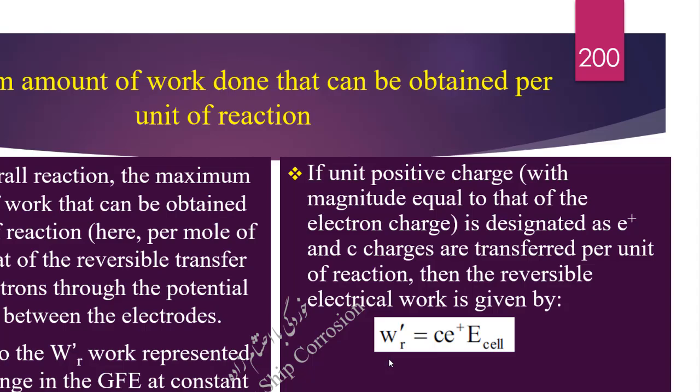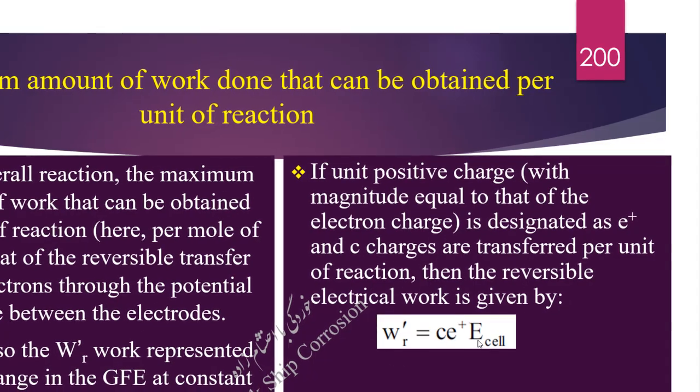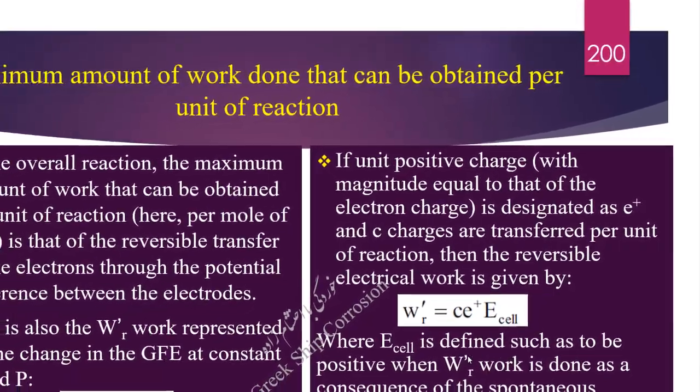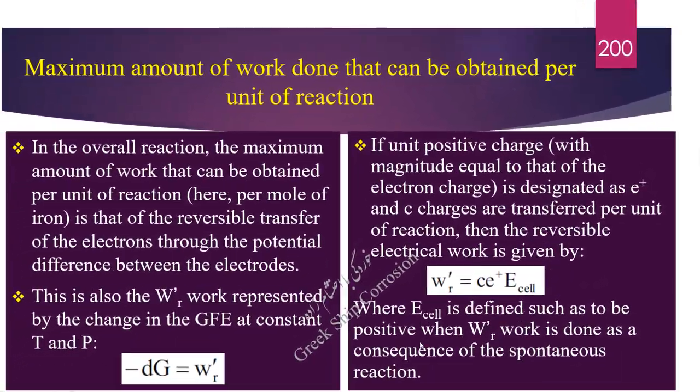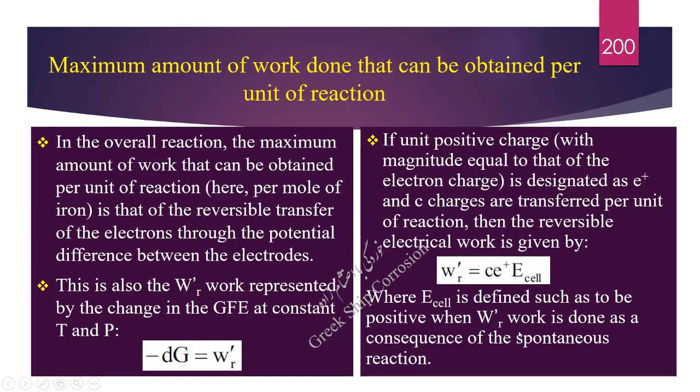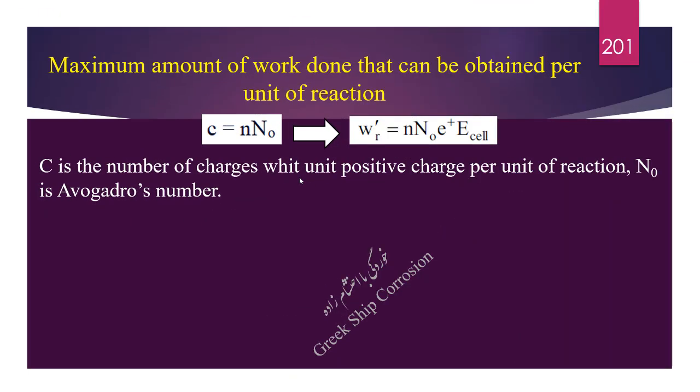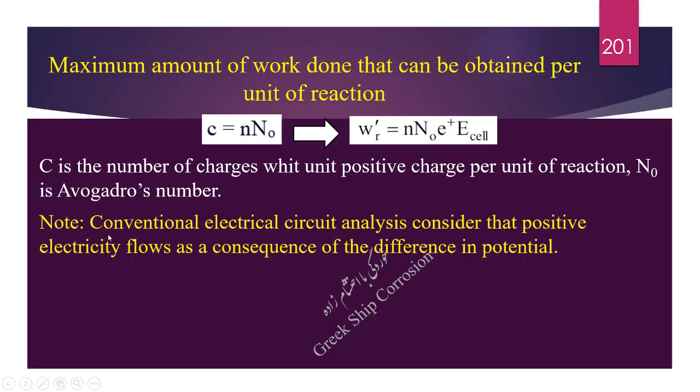W'(R) equals C times E+ times E cell, where E cell is defined such as to be positive when W'(R) work is done as a consequence of the spontaneous reaction. C is the number of charges with unit positive charge per unit of reaction. N0 is Avogadro's number.